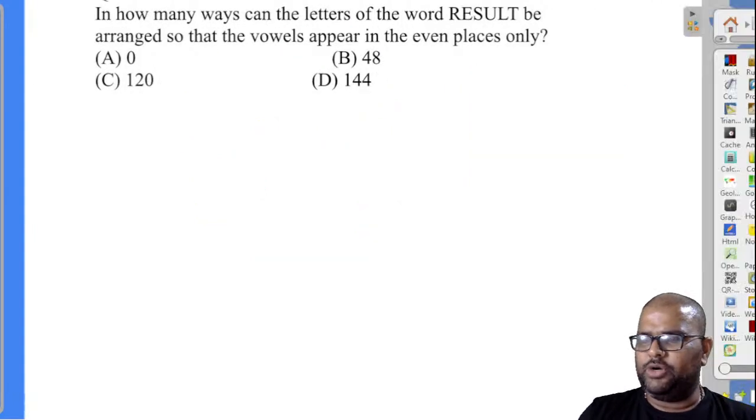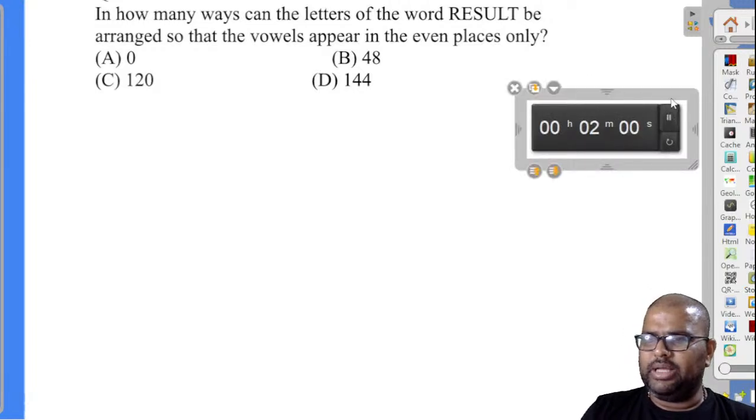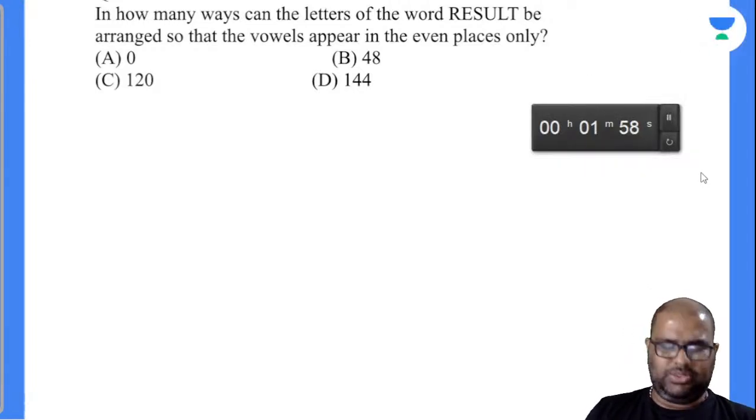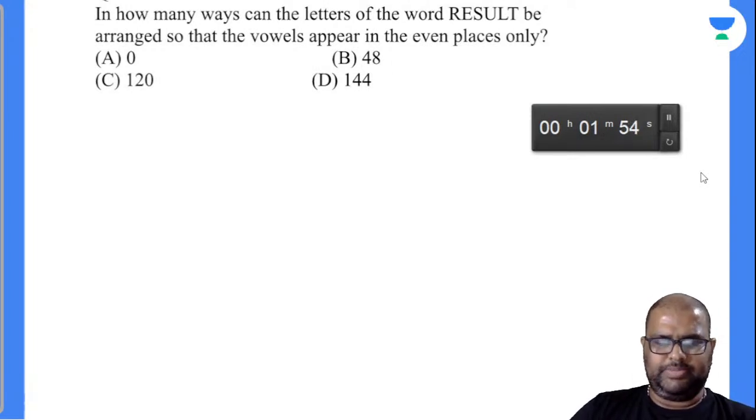Let's see how many can answer this. Tomorrow I'll come up with one more LR set. Let's crack those, right? Two more questions, beta. Two more questions, I'll end this.